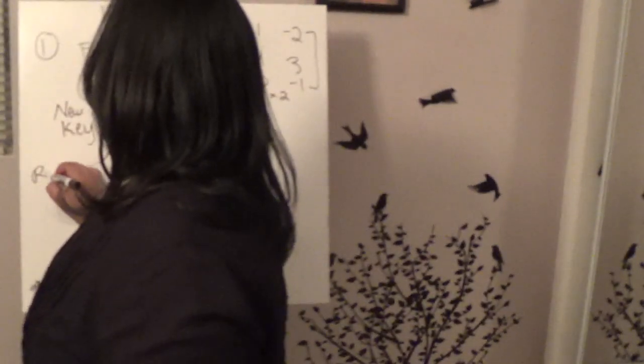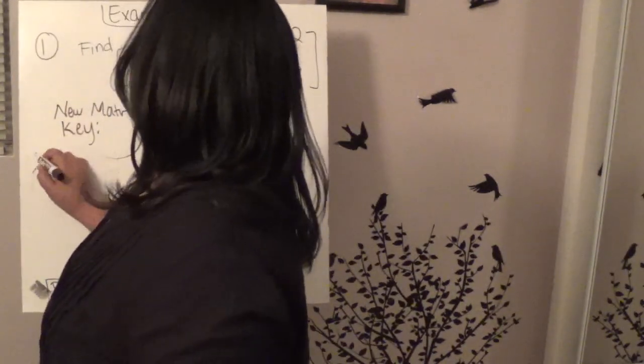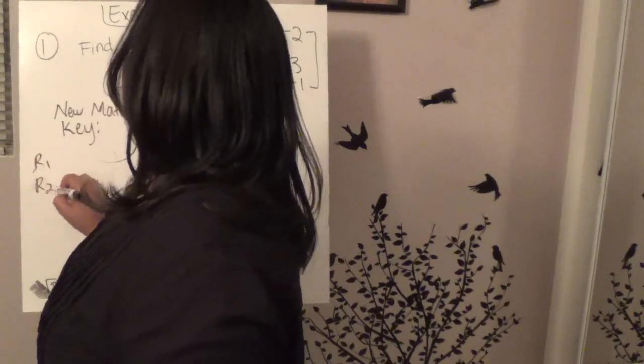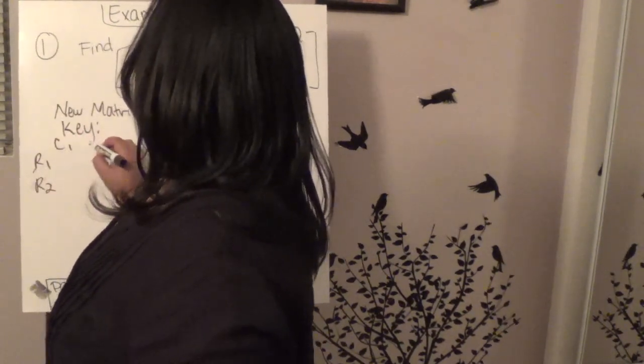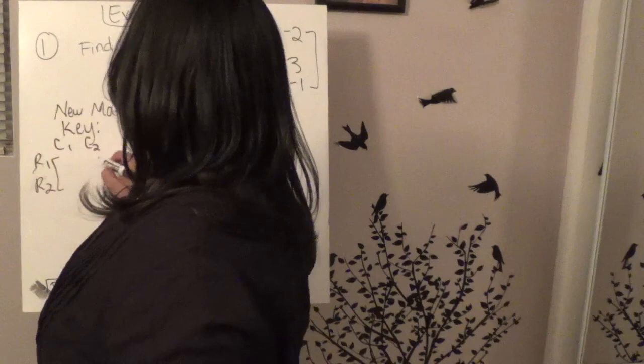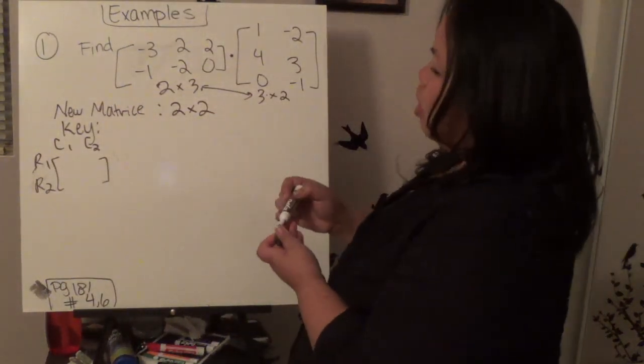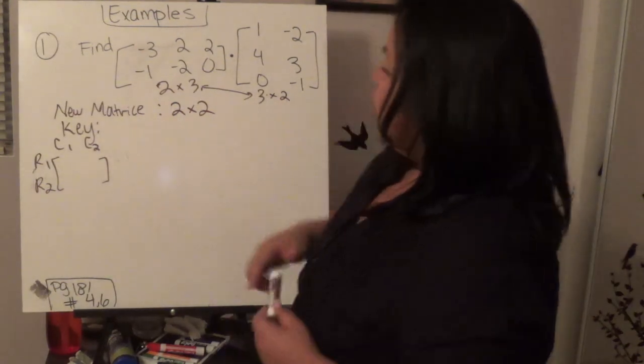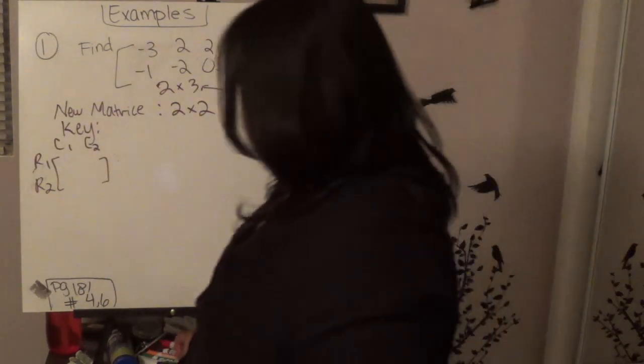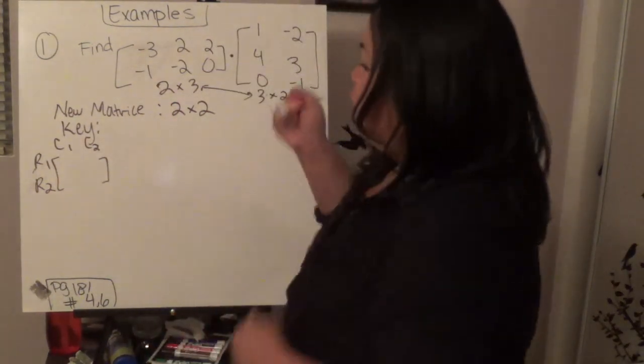Row 1, row 1 and row 2. And I'm going to have column 1 and column 2, right? Because that's my new matrix, 2 by 2. So if it had been 2 by 3, then I would have a third column here. But because it's 2 by 2, I'm going to go ahead and fill it in.